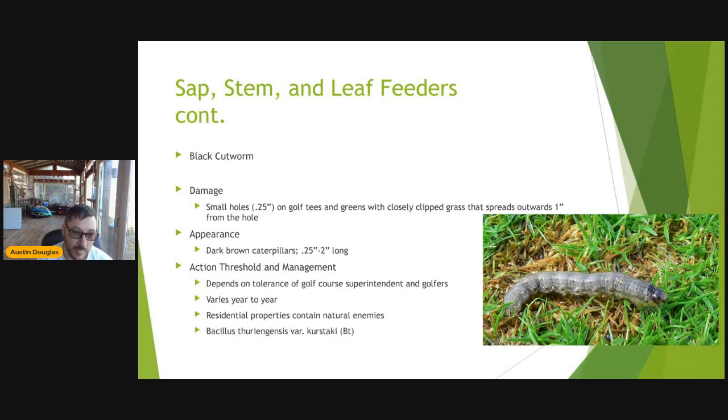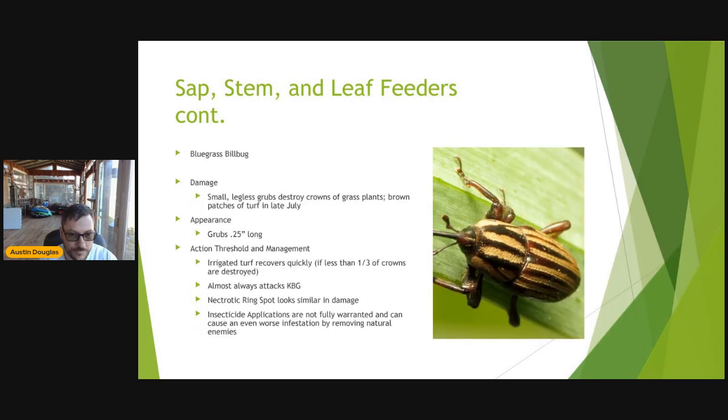If you have to take a management option, one awesome way to do it is using Bacillus thuringiensis, the variant kurstaki, also known as BT. That is a fantastic bacteria that affects caterpillars and really doesn't damage anything else other than caterpillars. So if you have these, it's a fantastic product to use on them. And that's going to be for anything that's a caterpillar.